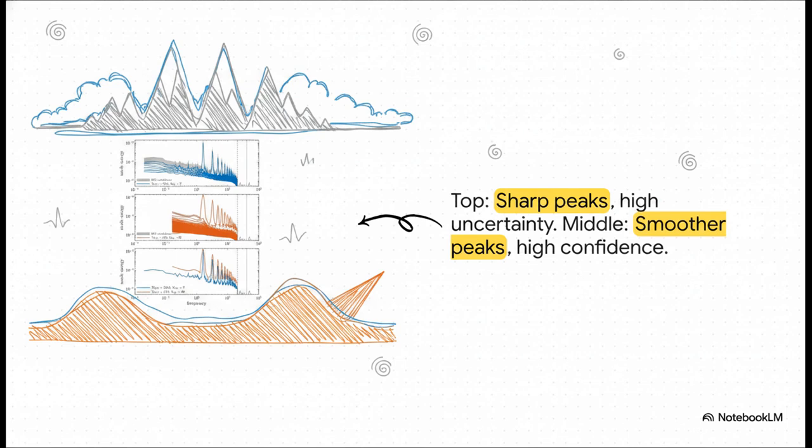Now, look at the plot on the right. Here we used a lot more chunks, but they were much shorter. The result is a way smoother spectrum, and that tiny gray band tells us we're much more confident in our answer. The trade-off, though, is that we've lost some of that fine detail. The peaks are a little broader, a little blurrier.